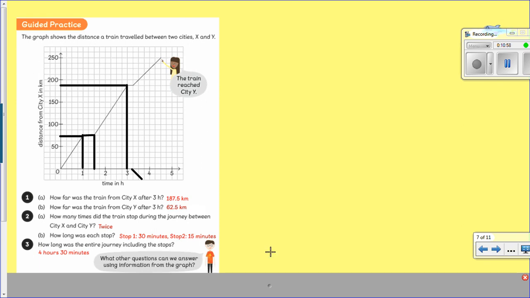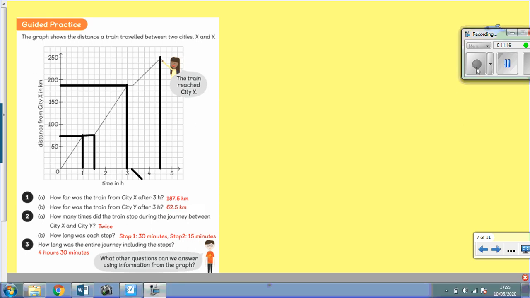How long was the entire journey, including the stops? Well, in order to do that, we need to see when the train stopped here and come all the way down there. And if you look, it's halfway between the 4 and the 5 hours, so it's 4 hours 30 minutes. Right, we'll go on to the independent learning.